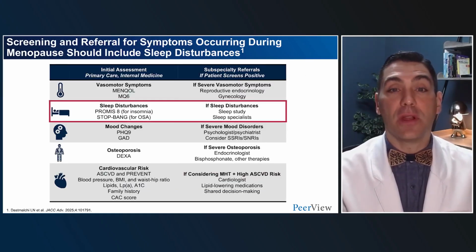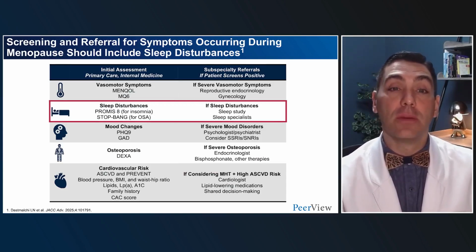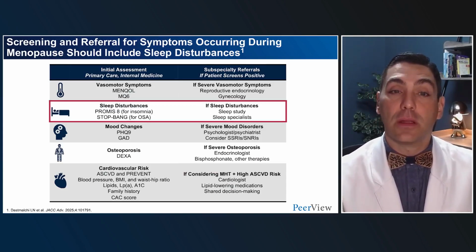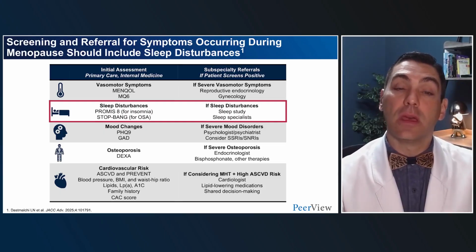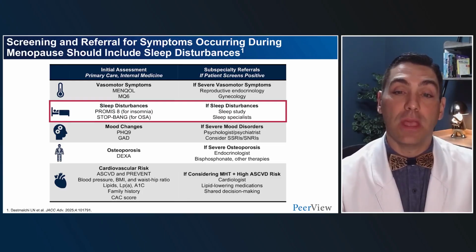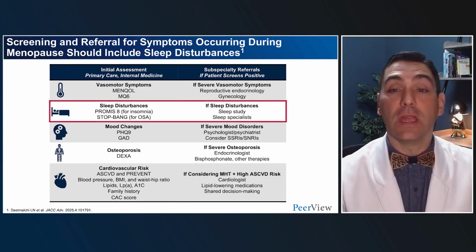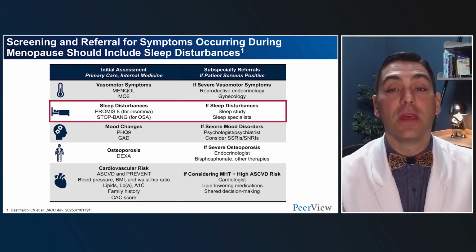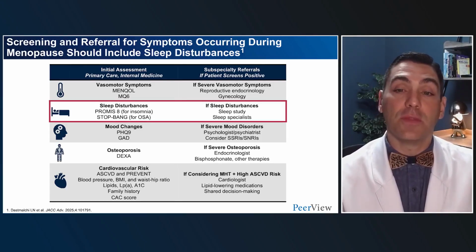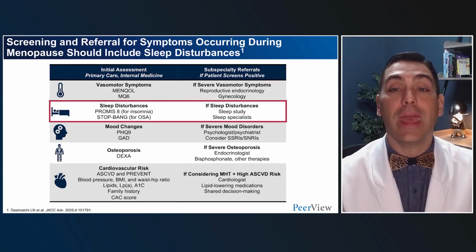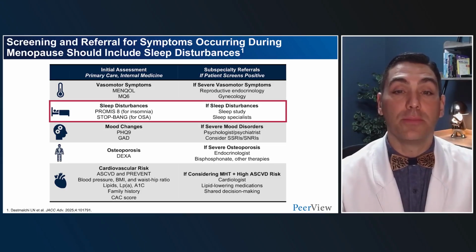Now, screening and referral for symptoms occurring during menopause should include sleep disturbances. Some resources that we can use are the PROMIS 8 questionnaire as well as the STOP-Bang. PROMIS 8 is for insomnia and STOP-Bang for obstructive sleep apnea. And if a screening for sleep disturbance is positive, considering a sleep specialist follow-up and sleep study is recommended.